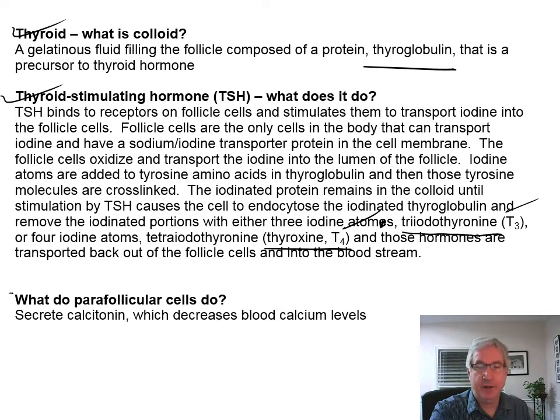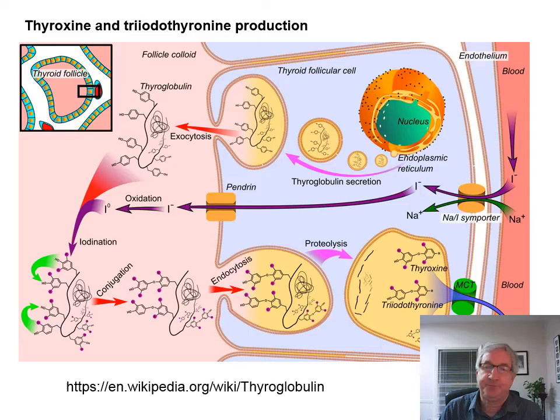Parafollicular cells secrete calcitonin, and that decreases blood calcium levels. We'll talk about that a little bit later, but it actually works in opposition to another mechanism. It decreases blood calcium levels if they get too high. So, all right, next slide.